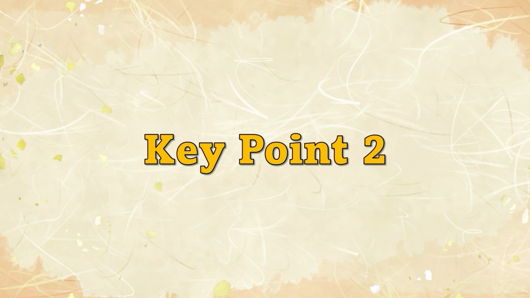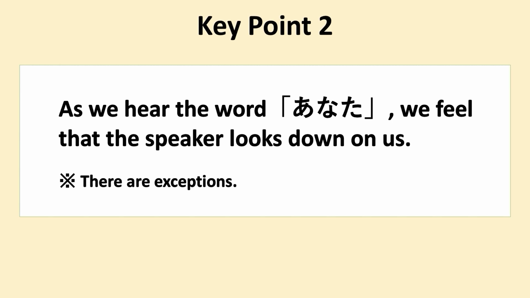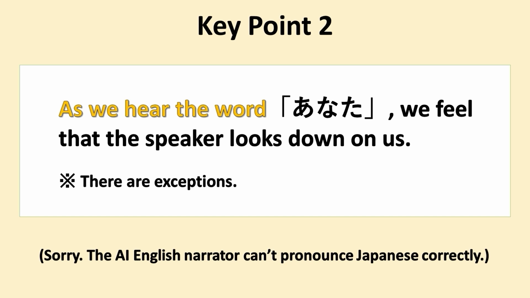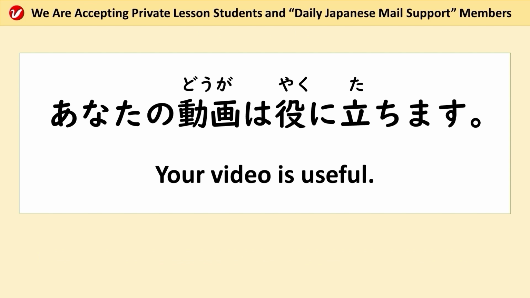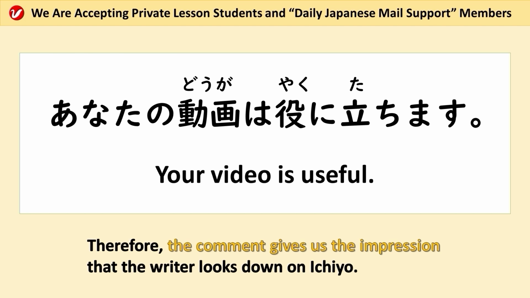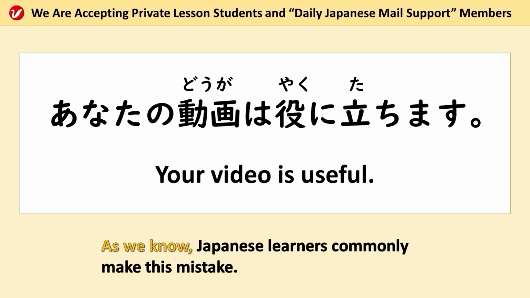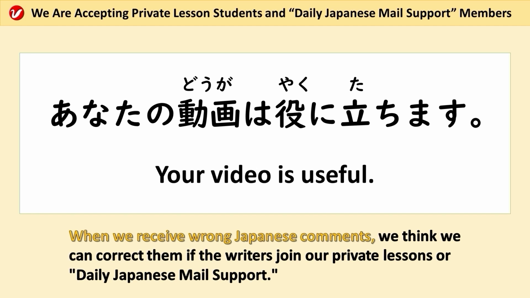Key point 2. As we hear the word あなた, we feel that the speaker looks down on us. Therefore, the comment gives us the impression that the writer looks down on Ichiyo. As we know, Japanese learners commonly make this mistake. When we receive wrong Japanese comments, we think we can correct them if the writers join our private lessons or daily Japanese mail support.